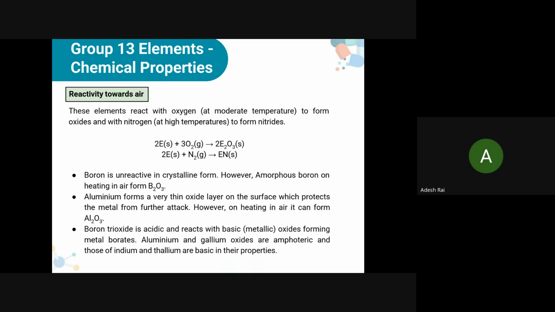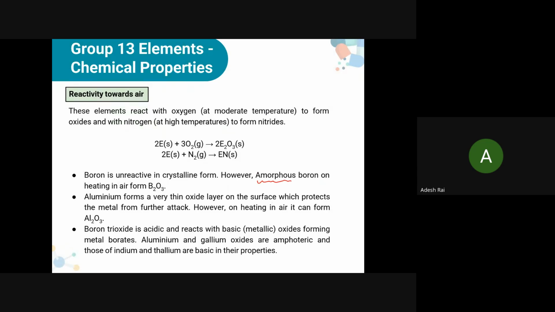Now, reactivity towards air. In air, what do we have? We have oxygen and nitrogen, right? These elements react with oxygen at moderate temperature to form oxides and with nitrogen at high temperature to form nitrides. So for nitrogen, the temperature required is high, and for oxygen, it is moderate. But in both cases, generally you heat it. Boron is unreactive in crystalline form. However, amorphous boron on heating in air forms B2O3. So this is a very important point.